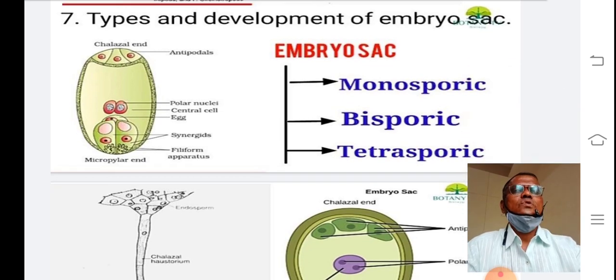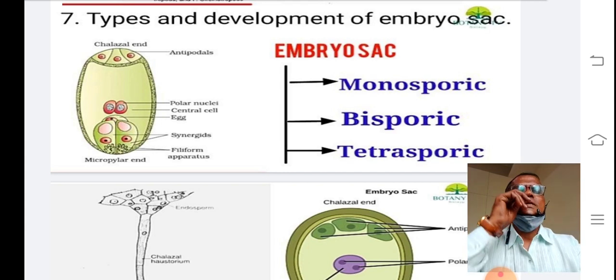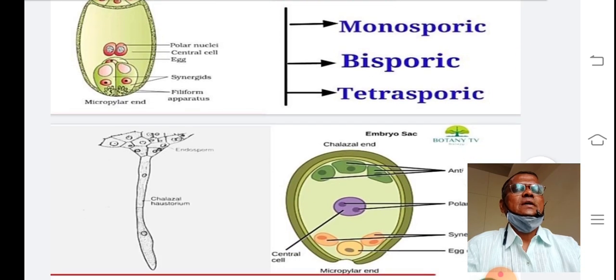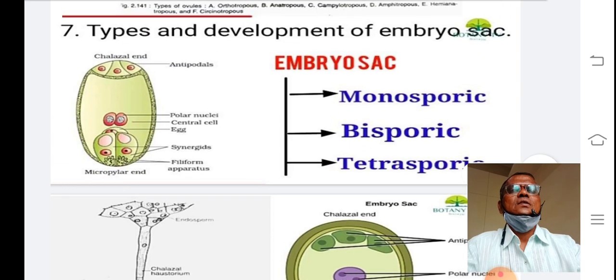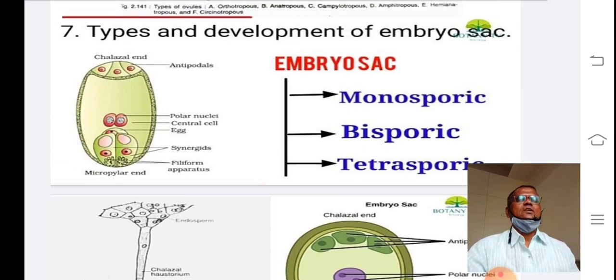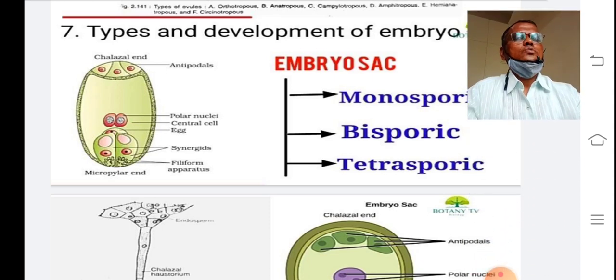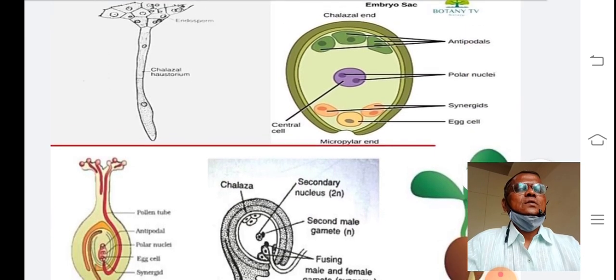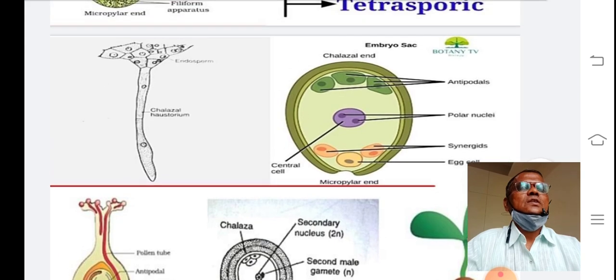Then the types and development of the embryo. What is the embryo sac? Already we have seen. It shows the two ends: the upper end is the micropylar end and the lower end is the chalazal end. Antipodal 3 cells, 3 polar nuclei, then the central cell, egg cell, then 2 synergids, and the filiform apparatus, right? There are monosporic, bisporic and tetrasporic embryo sacs. Based on the nucleate condition of the embryo sac, it is commonly divided into monosporic, bisporic and tetrasporic. This diagram is related to the detailed structure of the embryo sac.